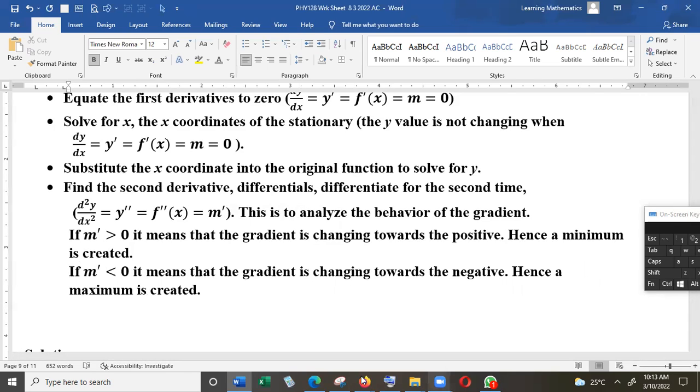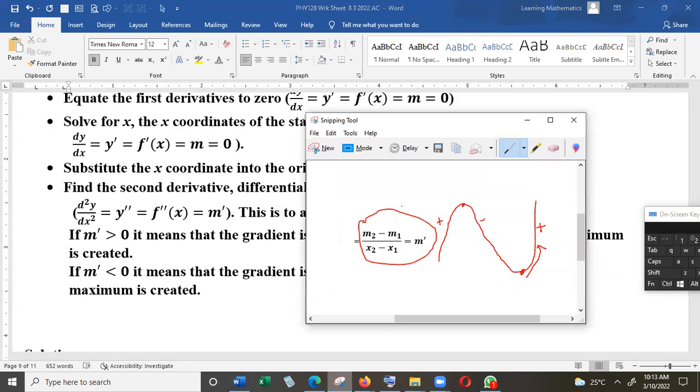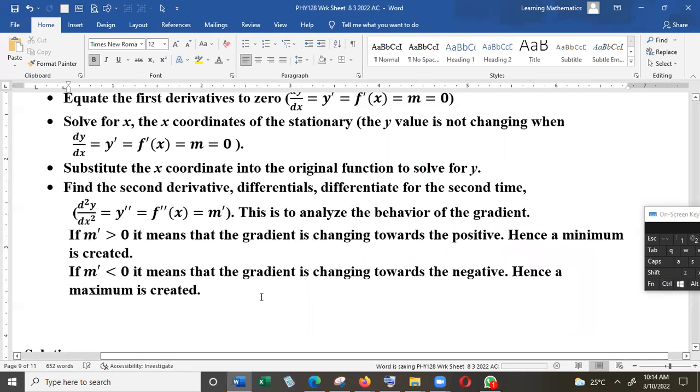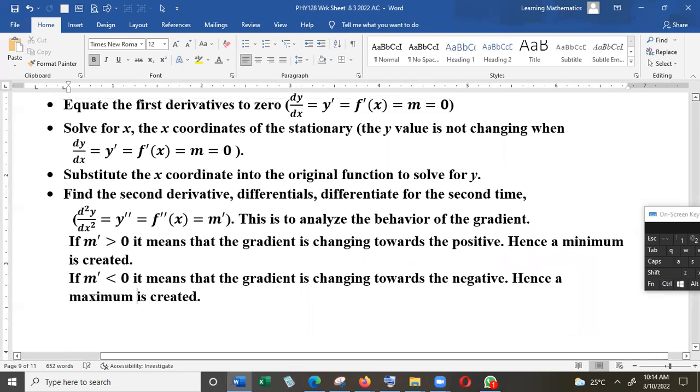Okay, and here it is visually. Once it was positive, and then the gradient that we're talking about is changing towards the negative. So a maximum is created. And this is what to bear in mind when you hear the word optimization.